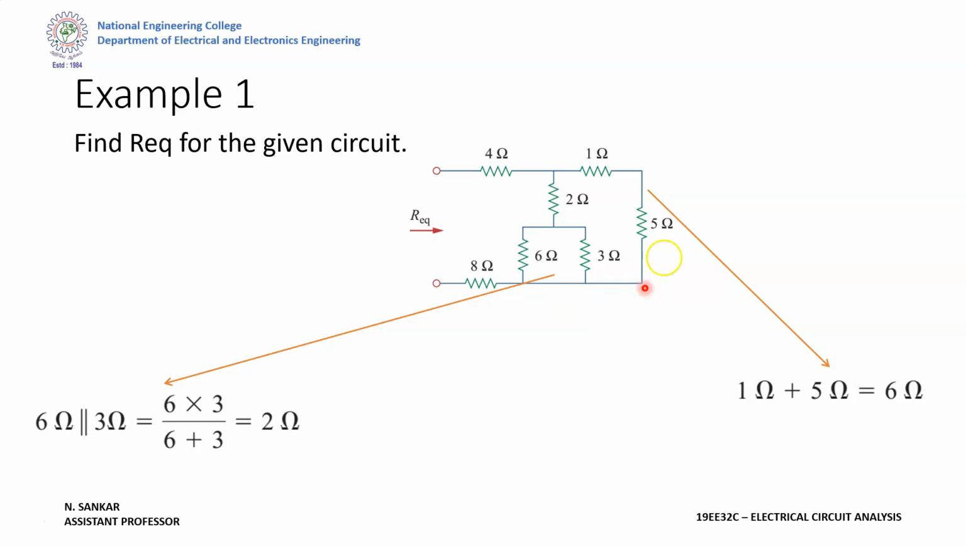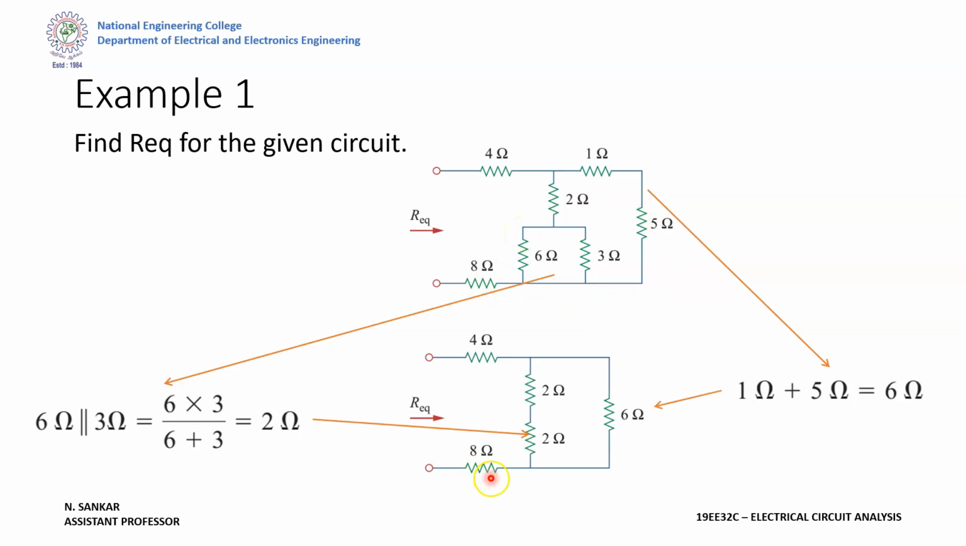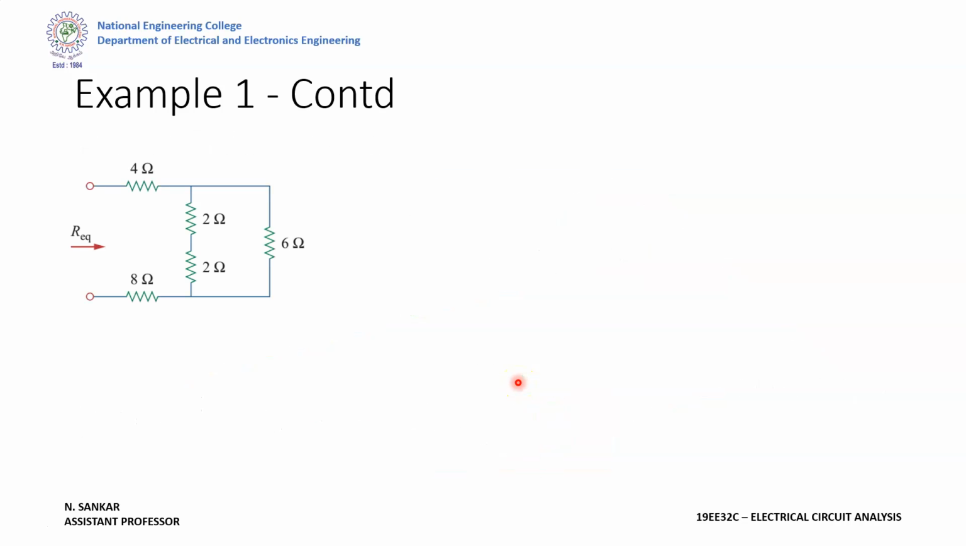Okay. Now just redraw the circuit. Here 6 ohm and 3 ohm are replaced by this 2 ohm that we calculated here, right? And similarly, 1 and 5 were converted to a single resistor of 6 ohm. So this circuit is now redrawn like this. Now see in this circuit here 2 ohm and 2 ohm both are in series. So just add the resistors, 2 plus 2, which is equal to 4, and remove these two resistors and connect a 4 ohm resistor.